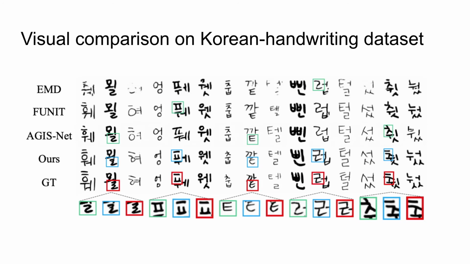Let's see the experimental results. This is the visual comparison on the Korean handwriting dataset. Previous methods generate the contents of glyphs and capture global styles well, but the detailed local styles look different from the ground truth. For better comparison, we highlight the sum of detailed local styles in the last row.